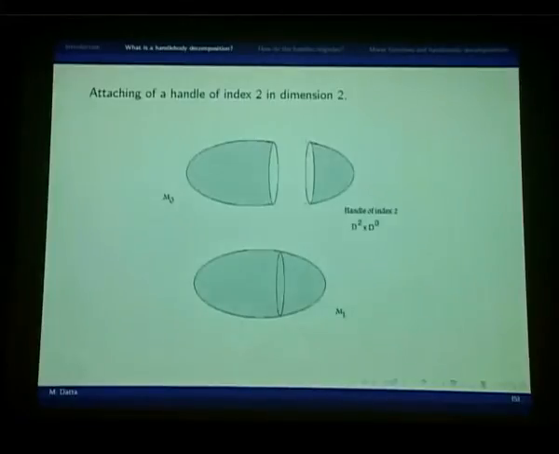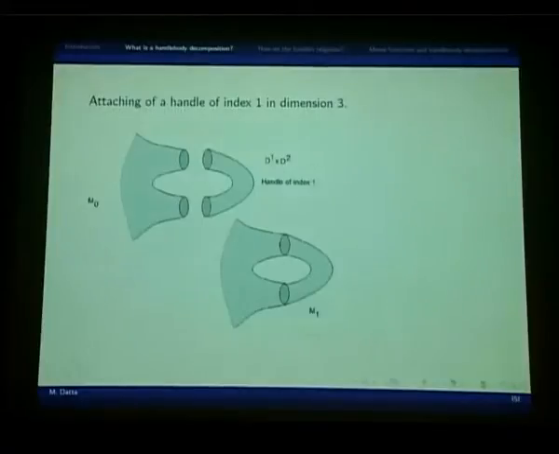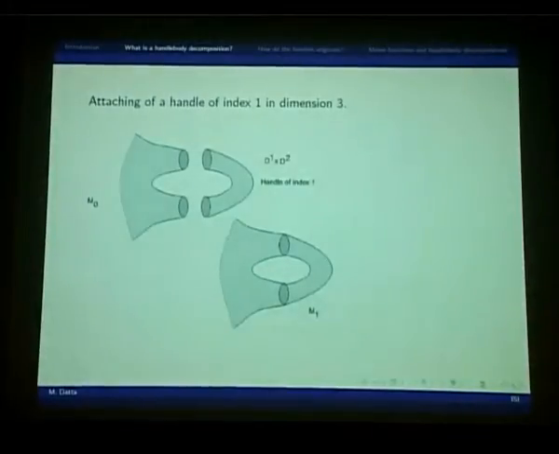So I am identifying a point on D2 cross D0 with the corresponding point in the circle, which is a part of the boundary of M0, and the quotient space is shown as M1. Here I am showing that M1 is smooth, but in general it will not be a smooth manifold by this kind of attaching. So another example, here we are considering a handle of index 1 in dimension 3.